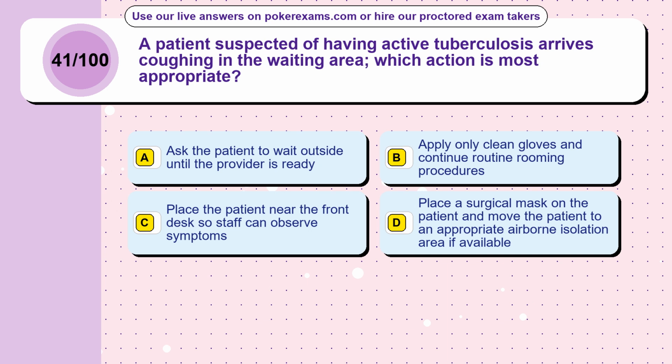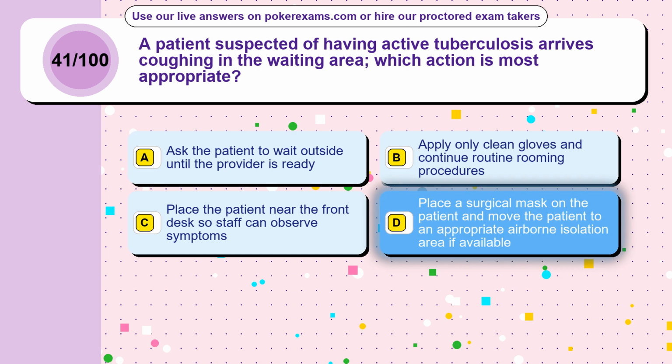Question 41. A patient suspected of having active tuberculosis arrives coughing in the waiting area. Which action is most appropriate? Option A. Ask the patient to wait outside until the provider is ready. Option B. Apply only clean gloves and continue routine rooming procedures. Option C. Place the patient near the front desk so staff can observe symptoms. Option D. Place a surgical mask on the patient and move the patient to an appropriate airborne isolation area if available.